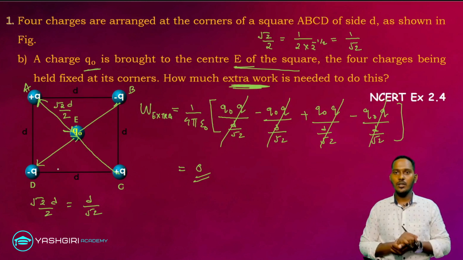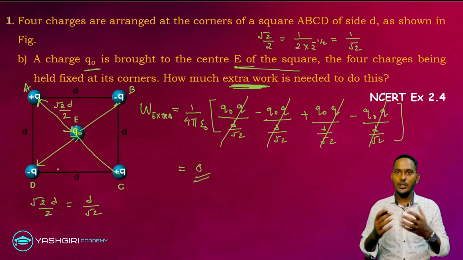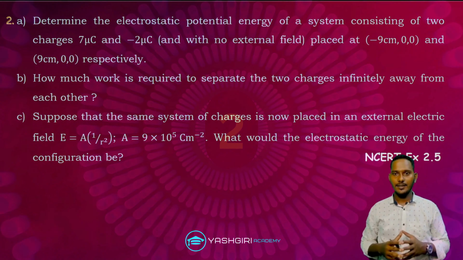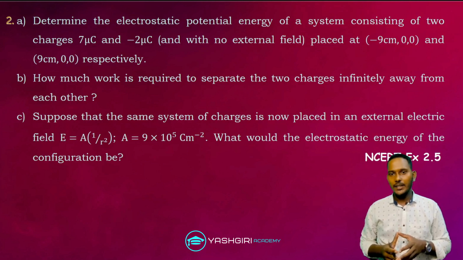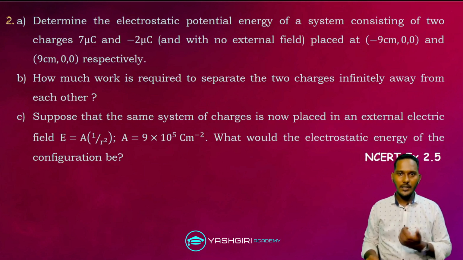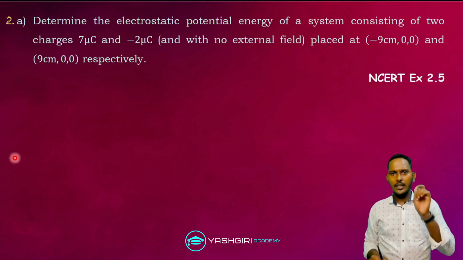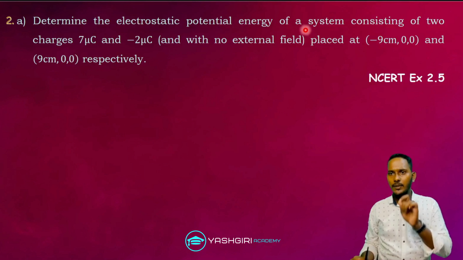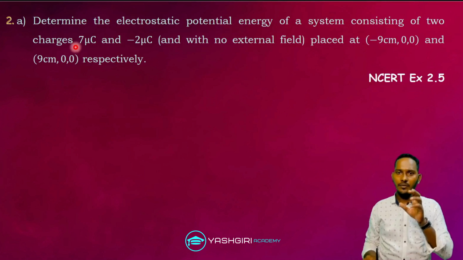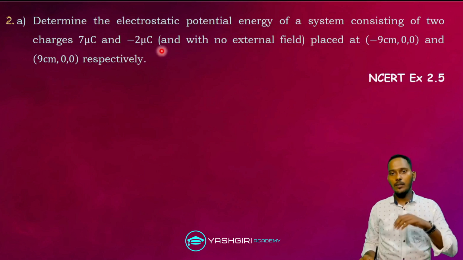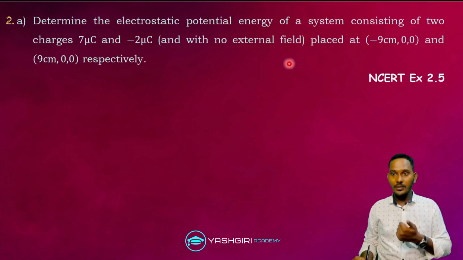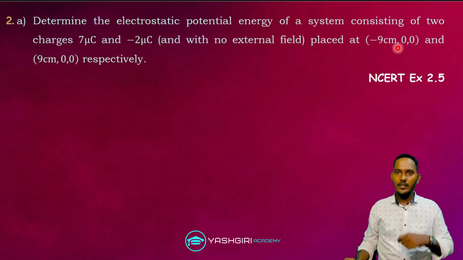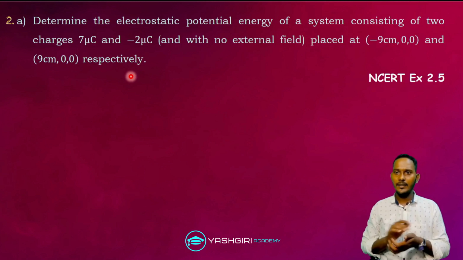So well, now we will be moving forward with the next question. Now this is the second question, which again has 3 parts. So let us see the first part, which says: determine the electrostatic potential energy of a system consisting of 2 charges, 7 microcoulomb and minus 2 microcoulomb, with no external field, placed at minus 9 centimeter, 0, 0 and 9 centimeter, 0, 0 respectively, right?